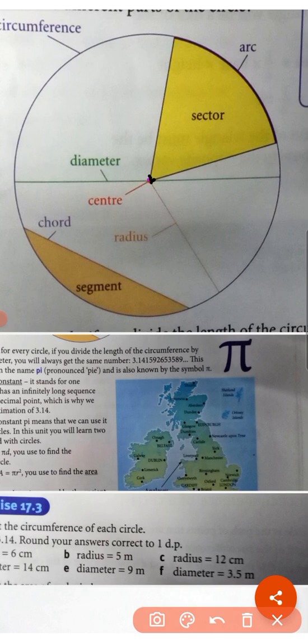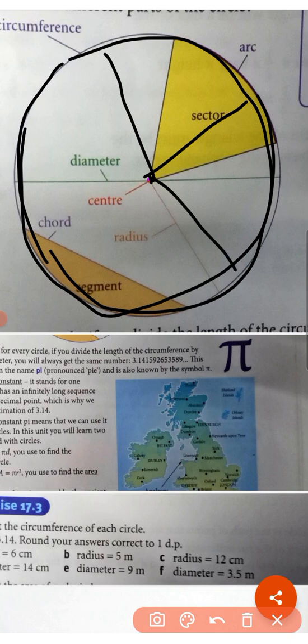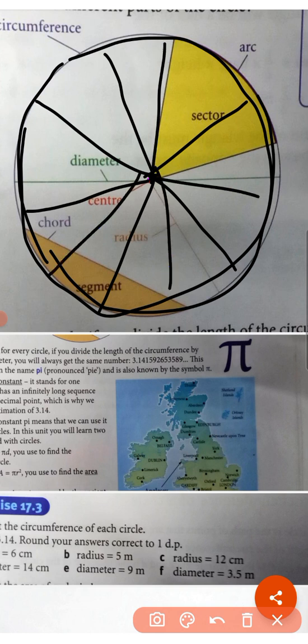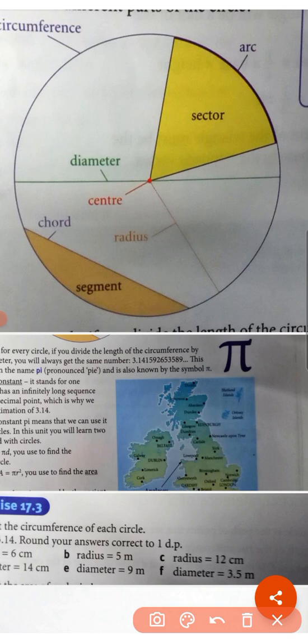A circle is a set of points that are all the same distance from a fixed point. See here, this is a circle. Here all the points are the same distance from the center. Now let us learn the few parts of a circle.